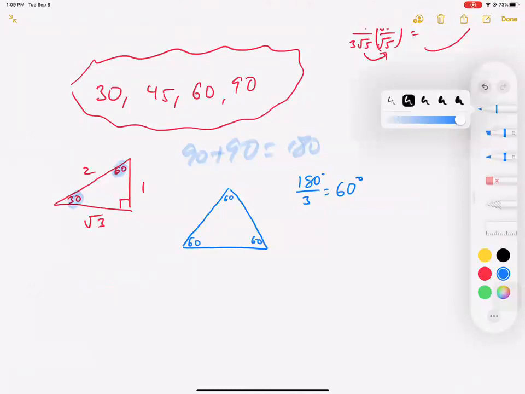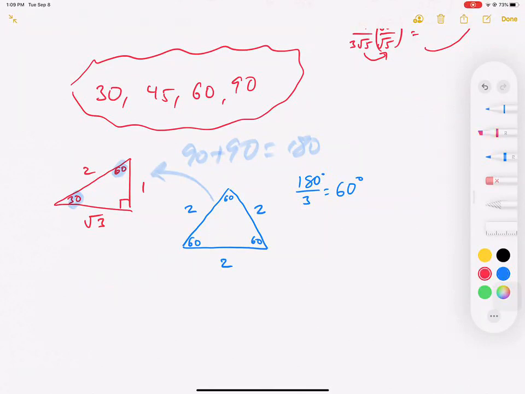And to make this easy, I'm going to call each of these sides the length of 2, 2, and 2. Now, I would like to ask you guys, how could I make this triangle into this triangle? How can I make this big triangle into this 30, 60, 90 triangle?